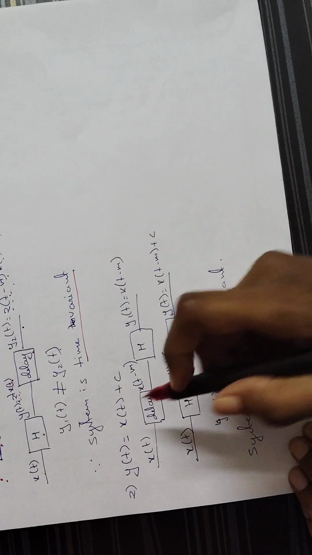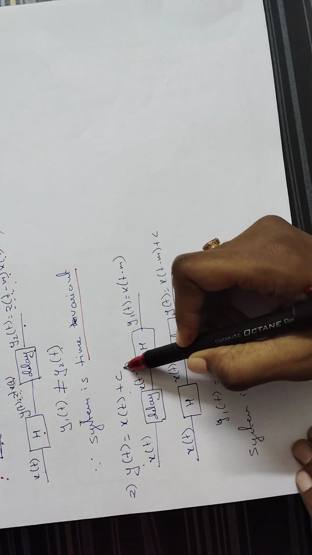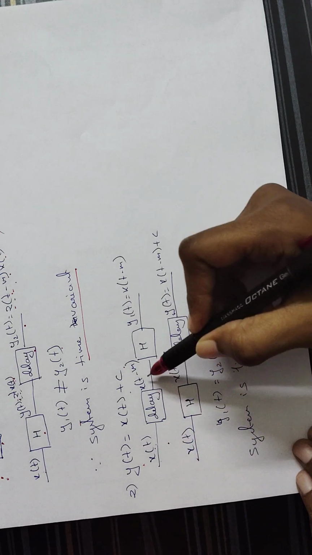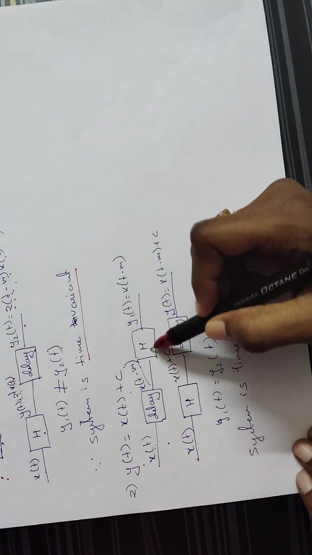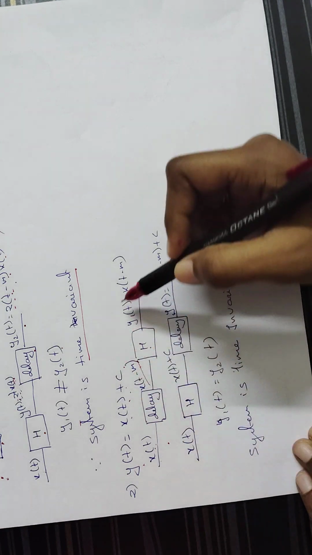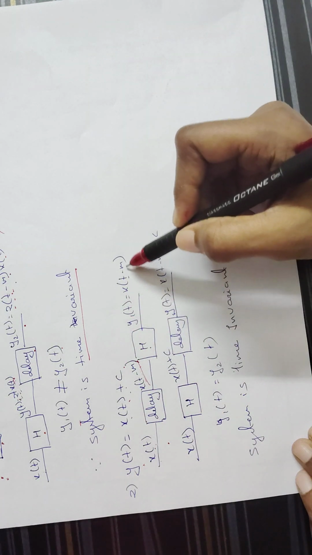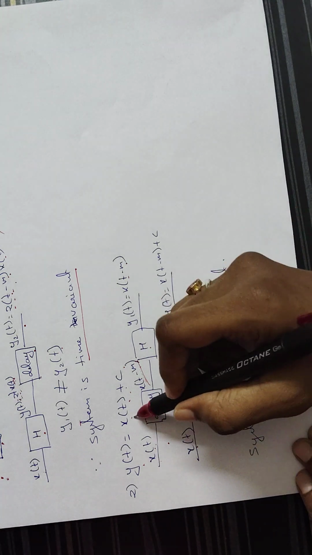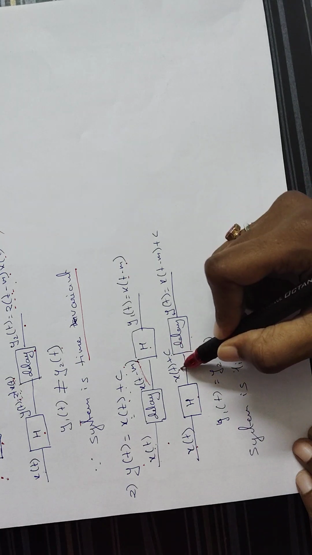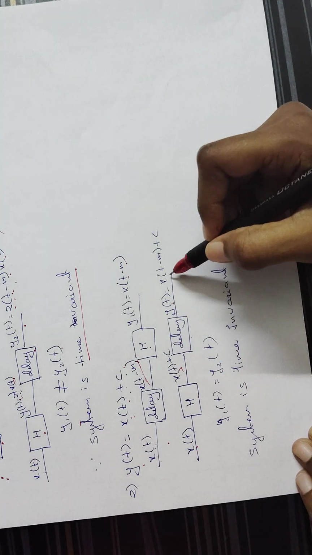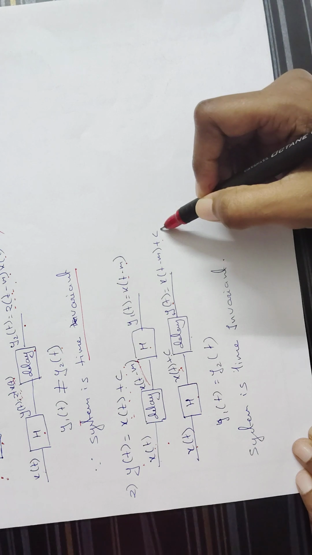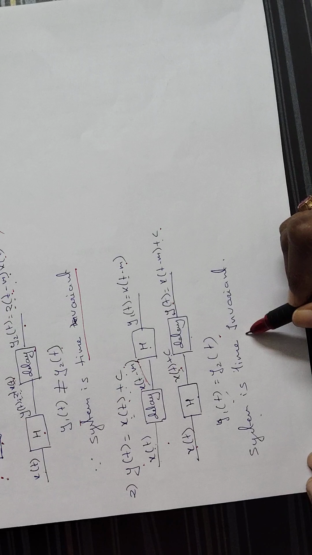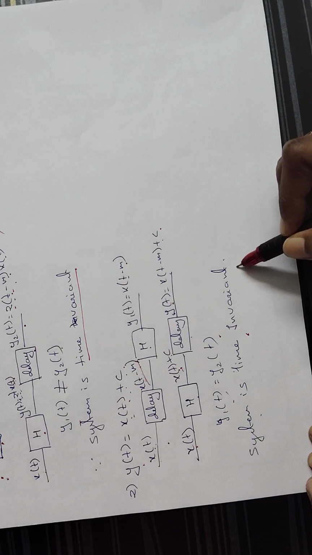Let us see one more problem, that is y of t is equal to x of t plus c. In the same way, the signal x is given to a delay, we get x of t minus 1, then apply to a system. What is the system here? x of t plus c. So in place of t you have to substitute t minus 1. Then x of t given to a system gives x of t plus c, then apply a delay. Then we get y of t is equal to x of t minus m plus c. Then y1 of t is equal to y2 of t. Then the system is a time invariant system.